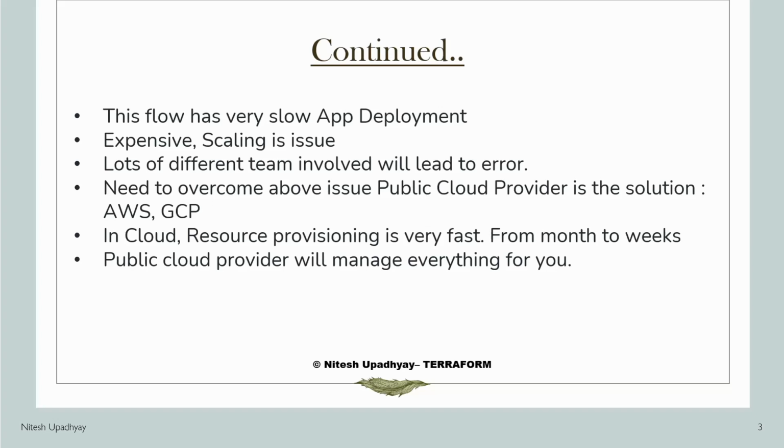So to overcome this issue, public cloud providers are the best solution. There are so many public clouds, but we have three majors: AWS, GCP, Azure. In this video series, we'll focus on infrastructure provisioning in GCP using Terraform. In the cloud, resource provisioning will be very fast, from months to weeks. Sometimes it is just a matter of a couple of days if you have budget approval in place for your project. The public cloud provider manages everything for you.